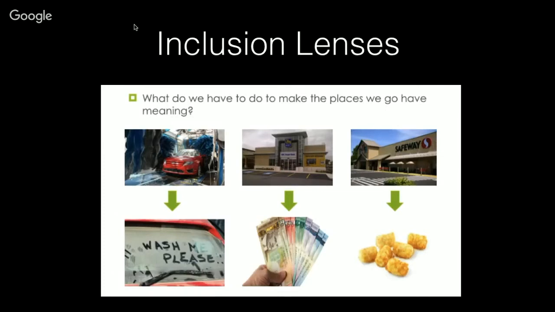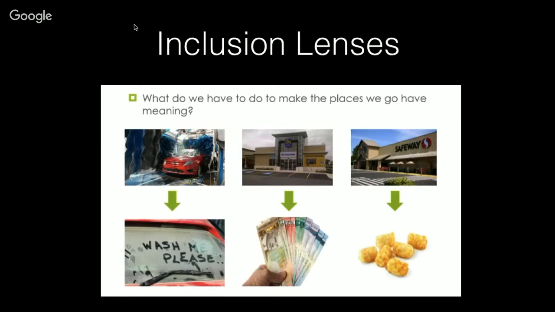I wash my car at the car wash. I get money from the bank. And my joke is I love tater tots, but I'm only allowed to eat them on Saturdays, so I go to the grocery store to get tater tots. But the other part that's important here is I didn't go to the car wash to get tater tots. And so it's really also important to acknowledge that there are specific purposes for specific places.